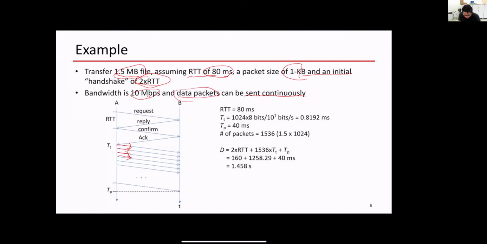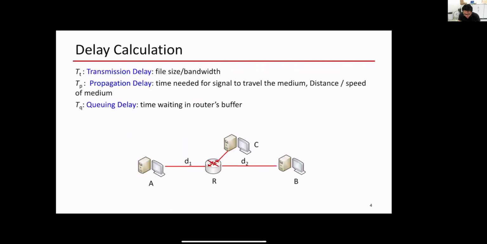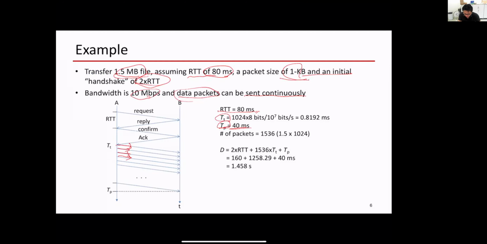RTT of 80 milliseconds means propagation time is 40 milliseconds. Transmission time: I have a packet size of 1 kilobyte, and I have to send it in a network of 10 Mbps. Therefore, transmission time is 0.81 milliseconds. The number of packets I have to consider is 1.5 megabytes divided by 1 kilobyte, therefore 1,536 packets.